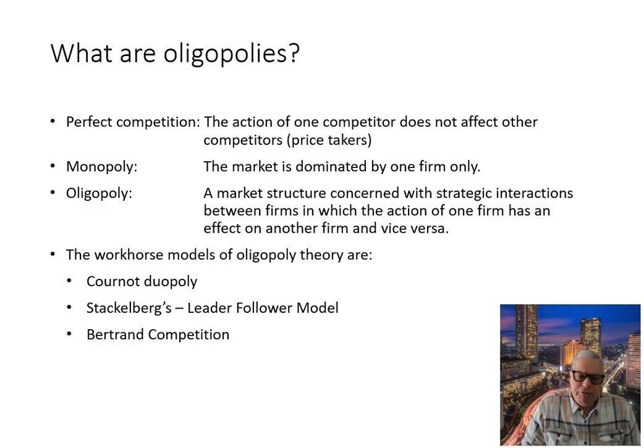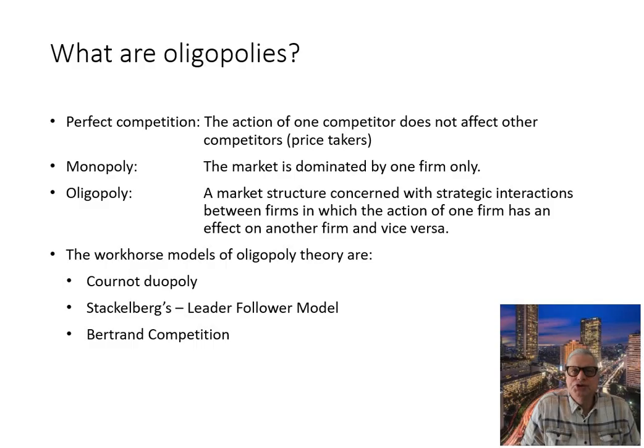When it comes to perfect competition, the action of one competitor does not affect the other competitors. So everyone was a price taker. And of course, it is highly unrealistic to assume that an individual firm's action wouldn't matter. Well, in a monopoly, the market is dominated by only one firm, and of course, that's also a little bit unrealistic. We also talked about monopolistic competition.